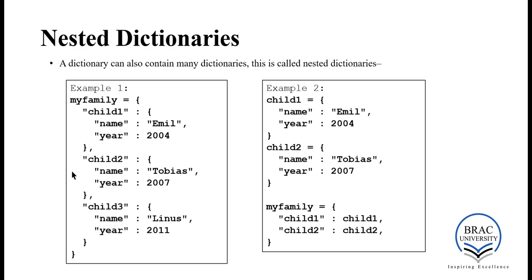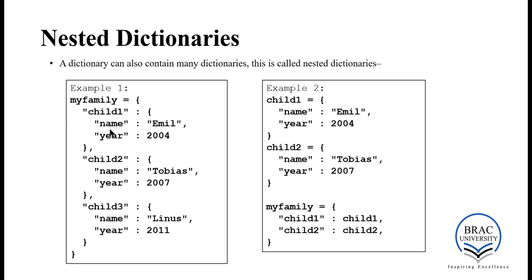Here I am trying to explain this code. My family is my dictionary name, and inside my family I have declared the child 1 key, child 2 key, and child 3 key. In the child 1 key there is a value which is of dictionary type. Child 2 also consists of a value which is a dictionary. Child 3 also has a value which is a dictionary. So inside my family dictionary, I have written three different dictionaries for three different keys.